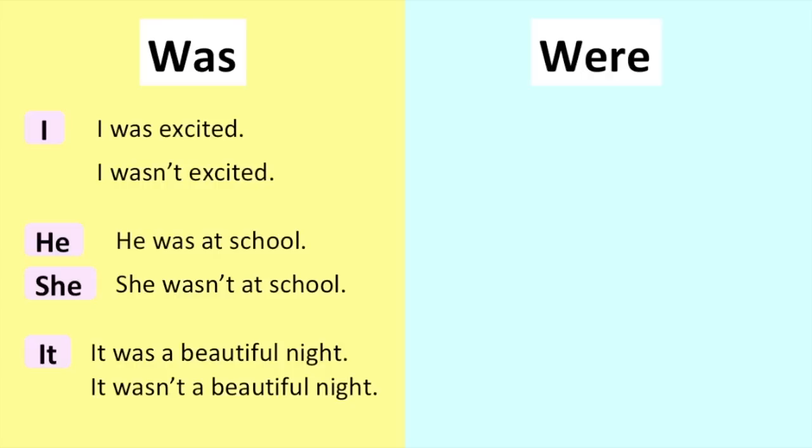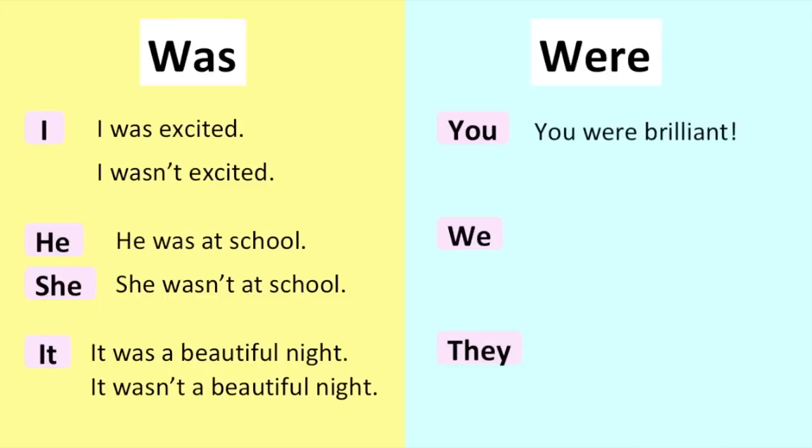Were. We use were with the pronouns you, we, they. For example, you were brilliant. The negative form is weren't. You weren't brilliant. This is a contraction for the word were not.